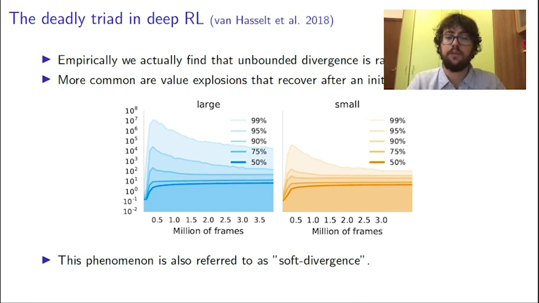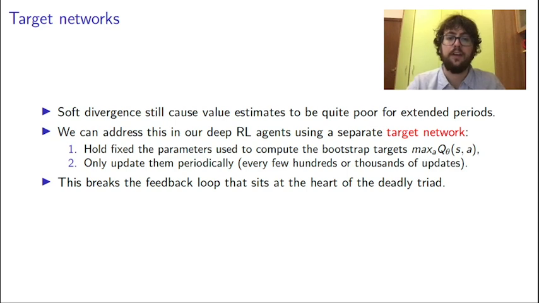How do different reinforcement learning ideas help us ensure that the learning dynamics when using deep networks for function approximation are stable and effective? The first approach I want to tell you about was introduced by the DQN algorithm and is known as target networks. The idea here is to hold fixed the parameters that are used to compute the bootstrap targets. So in Q-learning, for instance, this would be the parameters that are used to estimate the max Q on the next step. And then only update these parameters periodically, maybe every few hundreds or even thousands of updates.